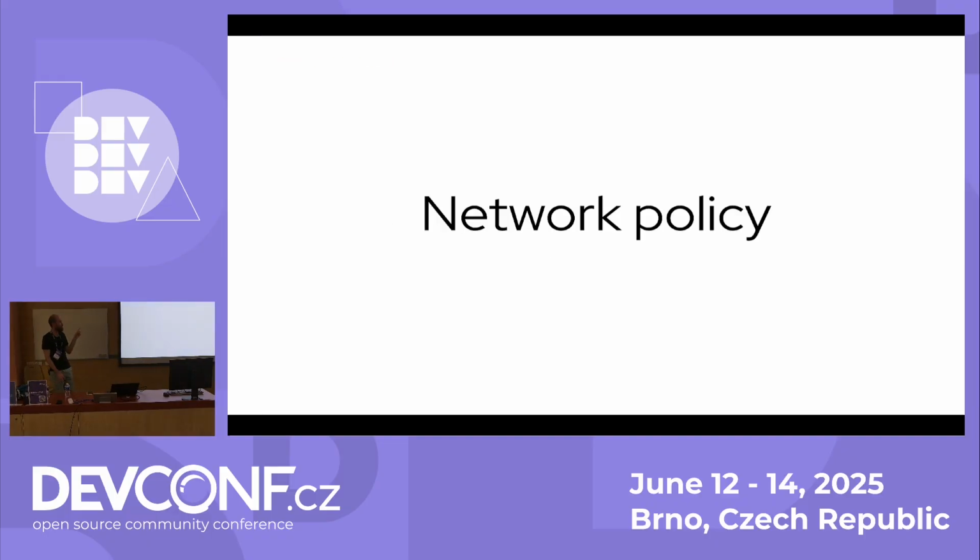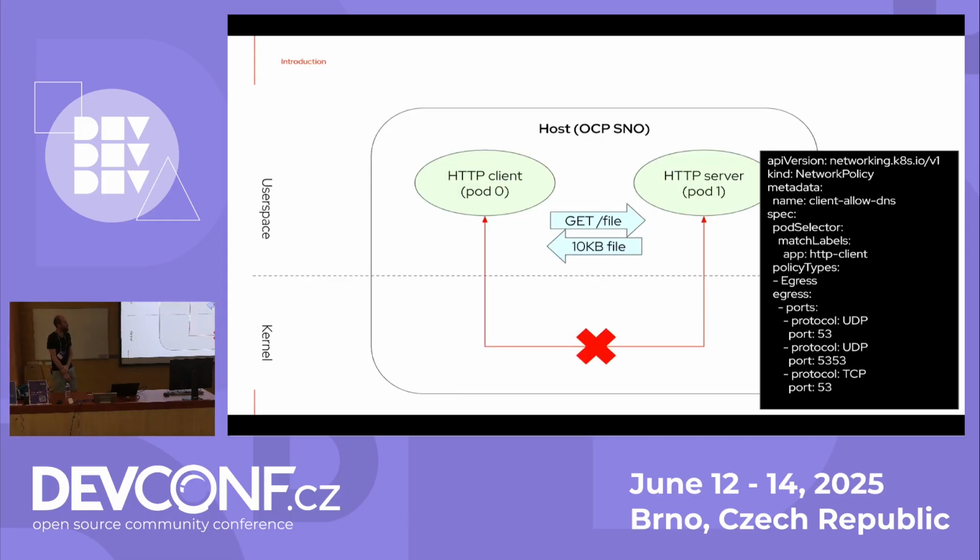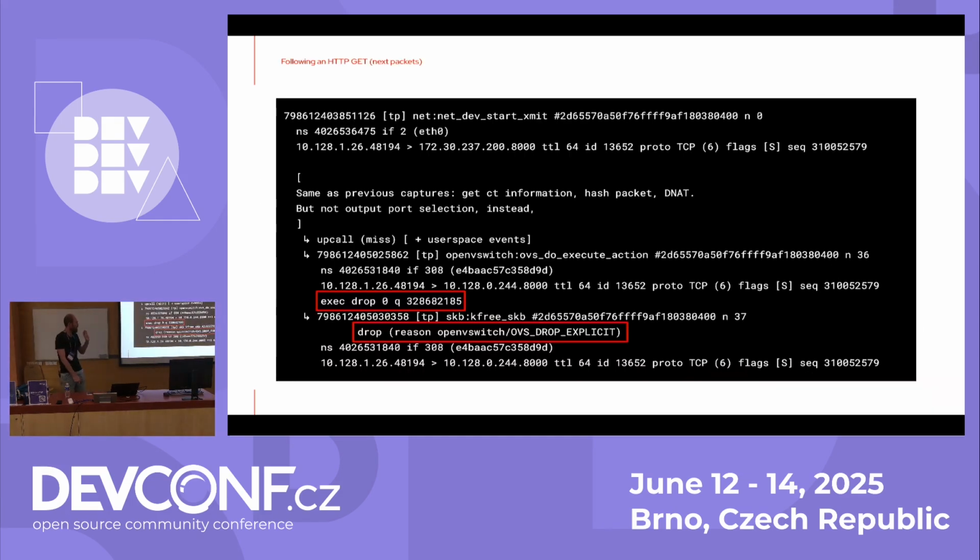I wanted to show you a network policy. So what we do here is we will be applying a network policy which will allow only DNS and MDNS requests from the client pod. And by doing so, we are denying everything else. So when we will be trying to do our HTTP request, we should be denied, right? So something must happen to be denied. So we run Retis again, and this is what we will be seeing.